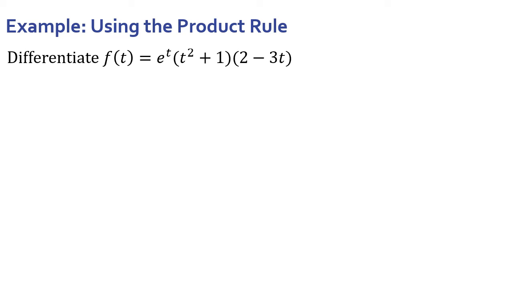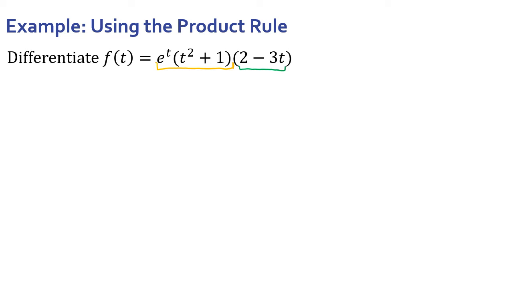Okay, so let's look at a more complicated example. Differentiate f of t equals e to the t times the quantity t squared plus 1 times the quantity 2 minus 3t. Whew. So what I can do is treat this like one function, and then we'll treat this like the other function. I'm going to have to end up doing the product rule twice in here since I have 3 functions getting multiplied together. But the first step is just to identify one as one function and the other as another.